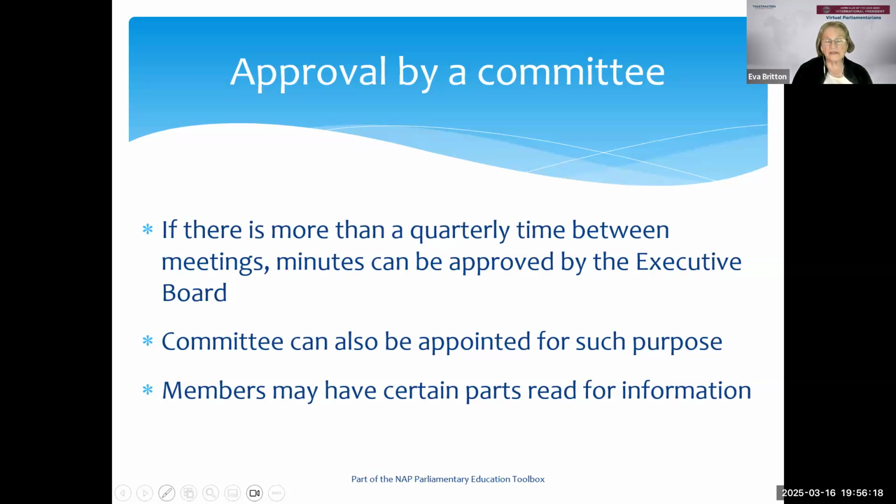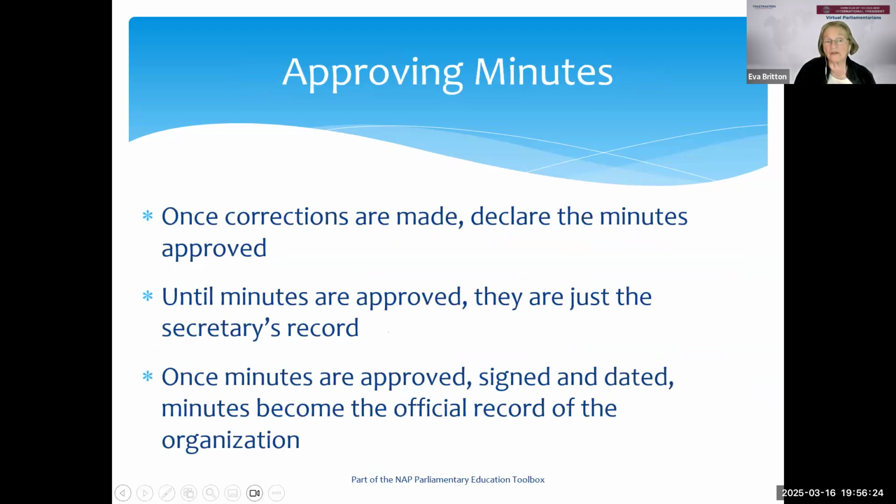Yes, thank you. I'm just stepping back to the last slide. I'm just wondering about the date. What date should be put on the minutes? Is it the date that it was sent out to the membership, or is it the date that it was actually approved during the meeting? The date that the minutes were approved.